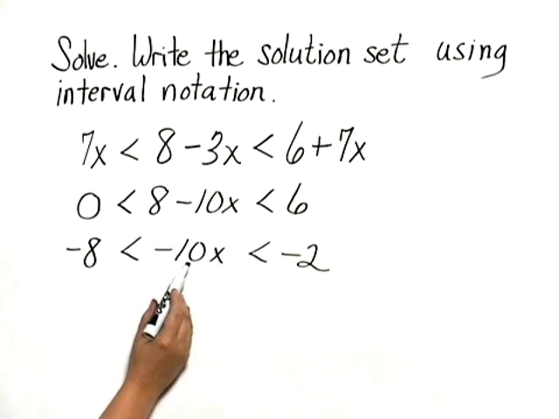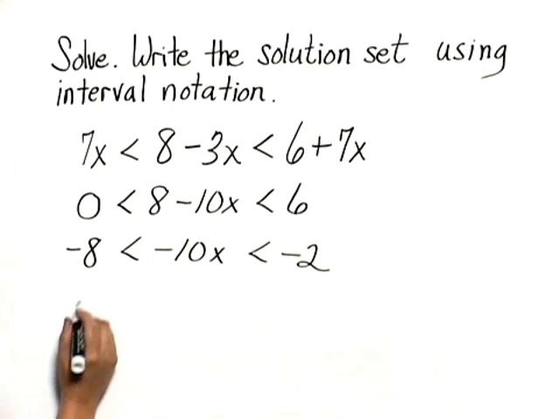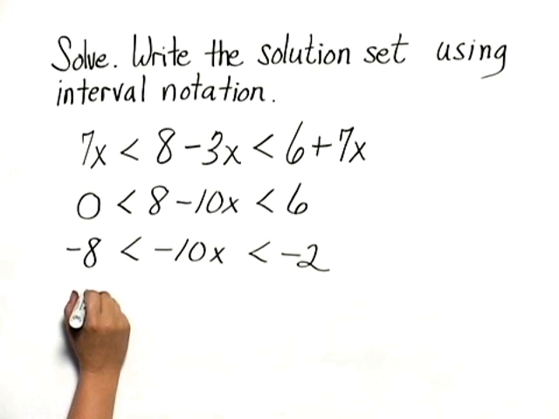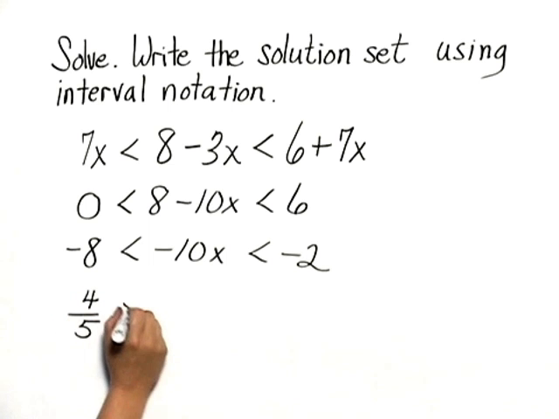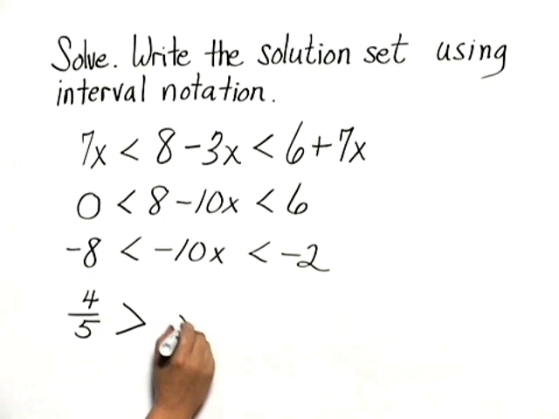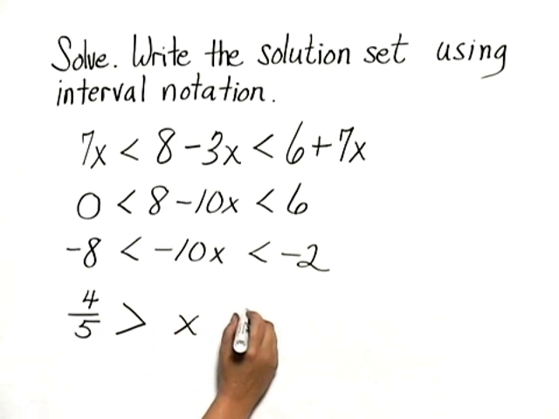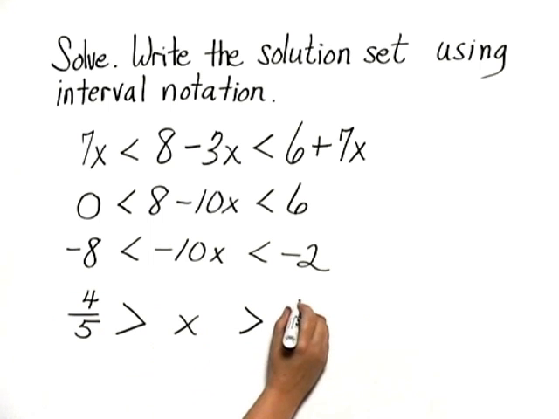Dividing everything by negative 10, we would have negative 8 over negative 10, which is positive 4/5. And that is greater than negative 10x divided by negative 10 is x. And that is greater than negative 2 divided by negative 10, which is 1/5. So we have the solution, we have the inequality simplified.